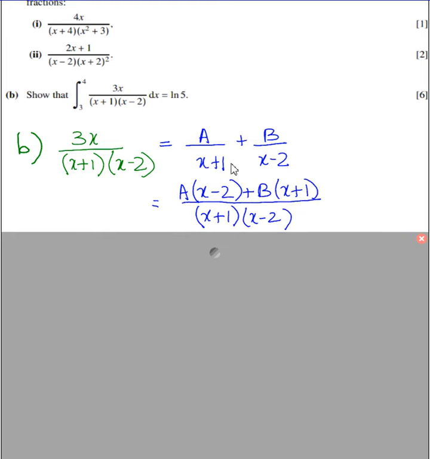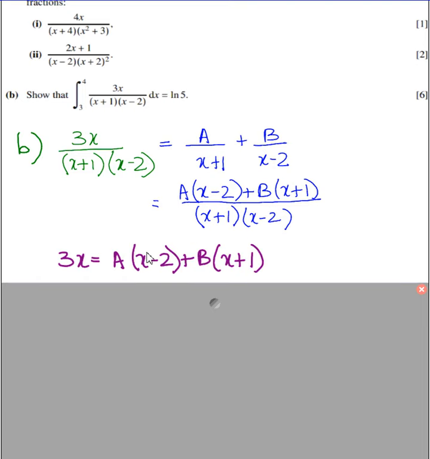And the technique is like this: I will take the LCM. So A will multiply by this, B will multiply by this. After that, because on the left hand side I have this function, the denominators are the same, so I can equate 3x to the numerator.